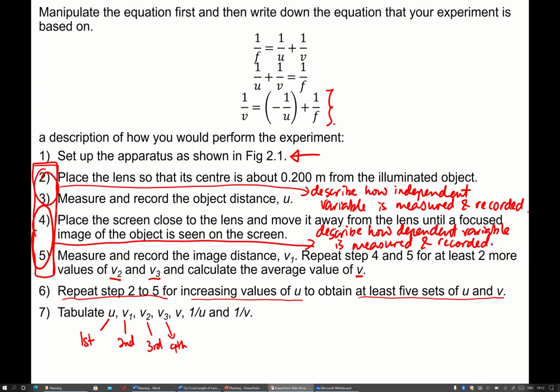Right. As for the processed data, it doesn't matter the sequence. Okay. It's just that when you do the experiment, you collect u and v. This is the sequence in which you collect the data, and you must tabulate according to the sequence that you collect the data. Right? For v, 1 over u and 1 over v, it doesn't matter. It's just I put it in this way so that it is easier to plot the graph later.